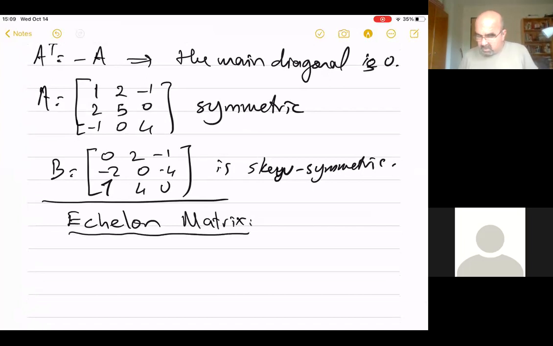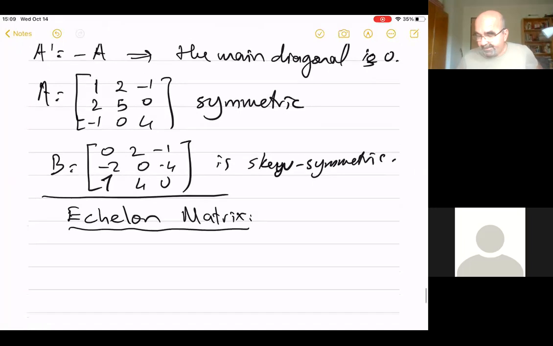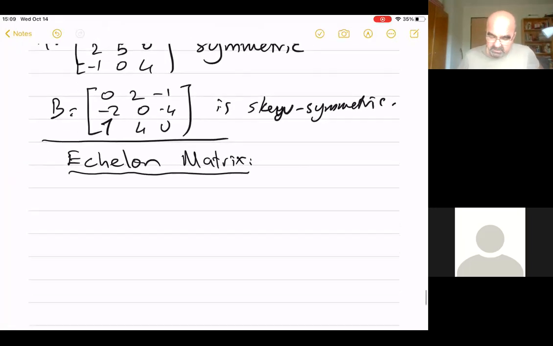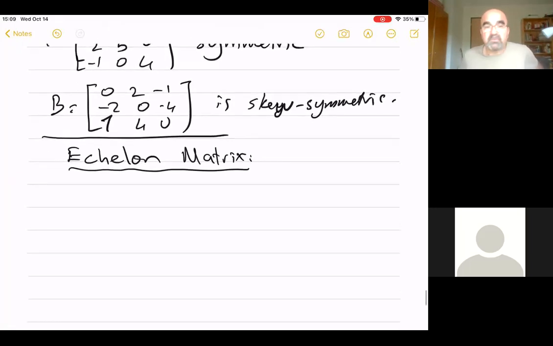These will be useful for, as I said, solving systems of linear equations. That's why we need it here, after the main properties of matrices: the echelon matrix.